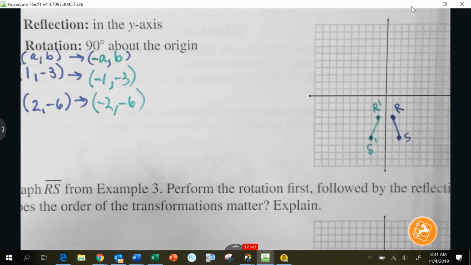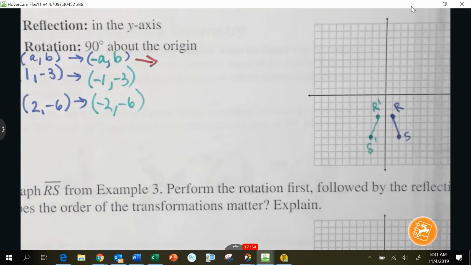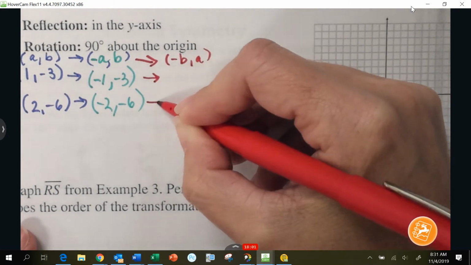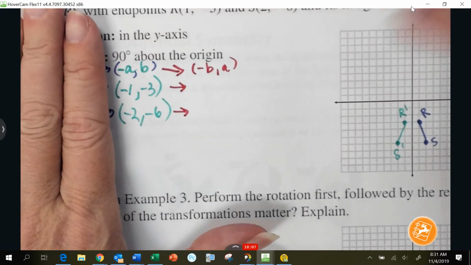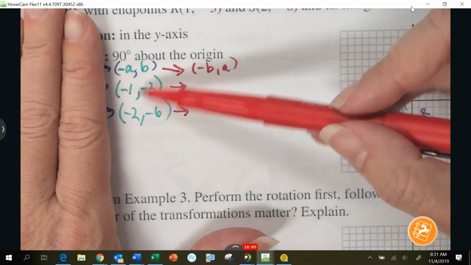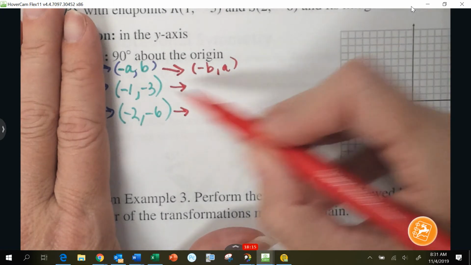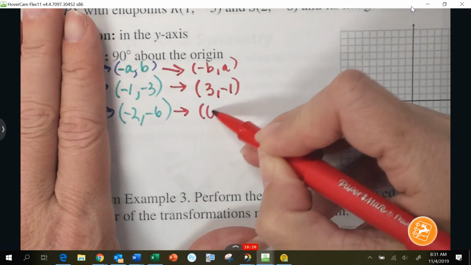And then we have to take that and go 90 degrees about the origin. So now I'm going to look back on that first page that has all my rules on it. That says 90 degrees is (-b, a). So for (-b, a), you do not go back to the original. Ignore the original. We just go back a step and we go to the ordered pairs that we just graphed. So I put those in green. I'm going to look at the green ones, and I'm going to do (-b, a). So I'm going to have 3, -1, and 6, -2.